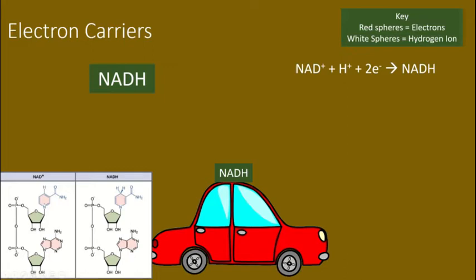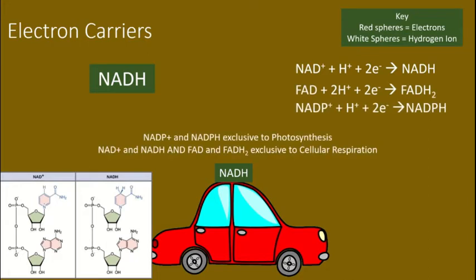In aerobic cellular respiration, NADH takes hydrogen ions and electrons to the electron transport chain. Photosynthesis and cellular respiration use different electron carriers. FAD and FADH2 is only used in the citric acid cycle, which we will discuss later in this chapter.